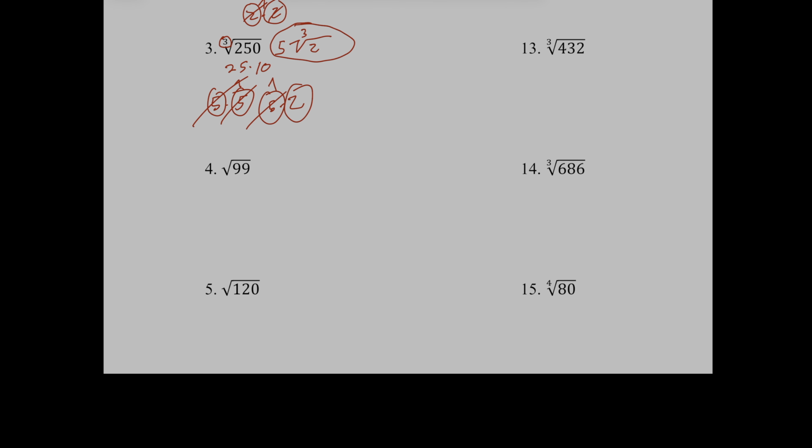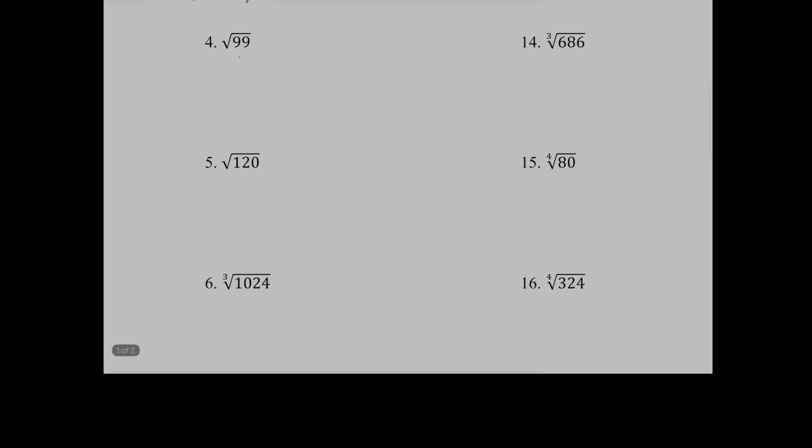Okay? Let's go to number 4. You probably see right away that this is going to be 11 times 9. 11 is prime, and 9 is 3 times 3. Well, here, it's a square root, so I only need a pair, and how fortunate, I have a pair. Boom, square root of 11.